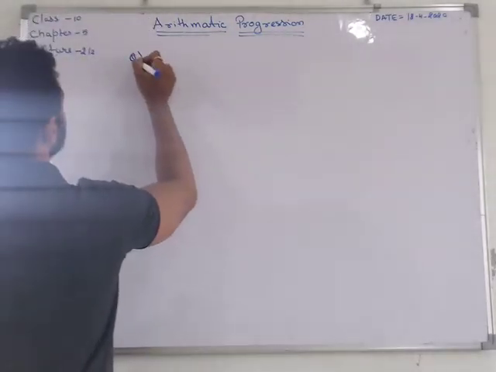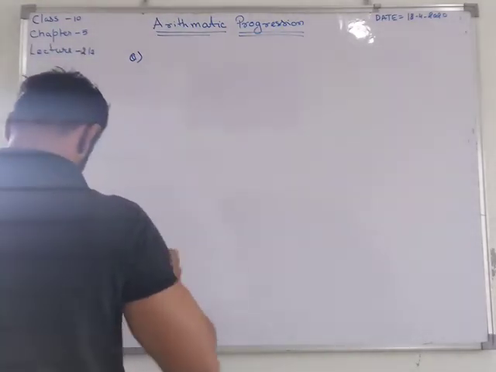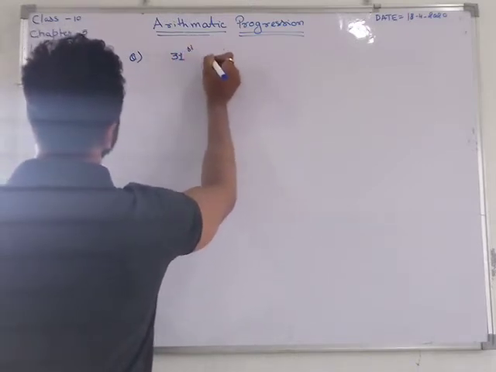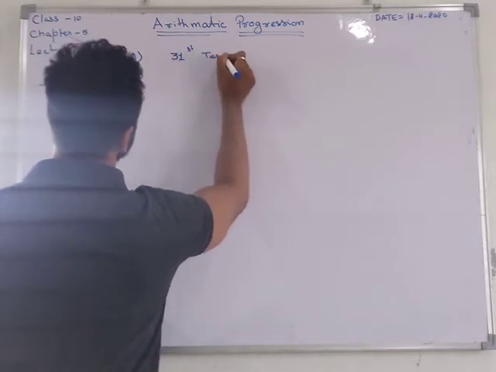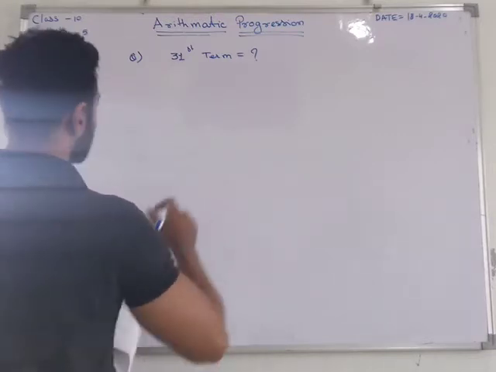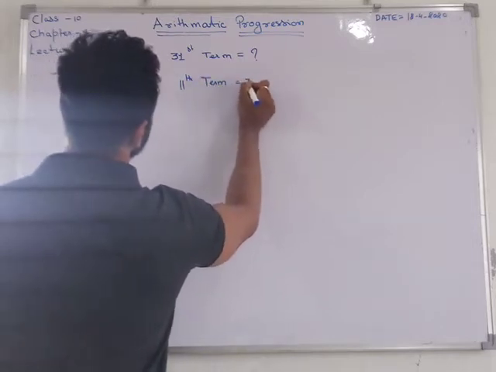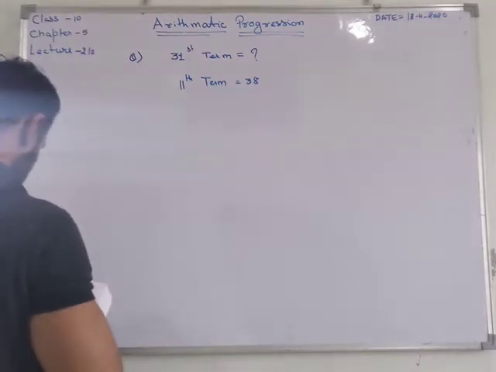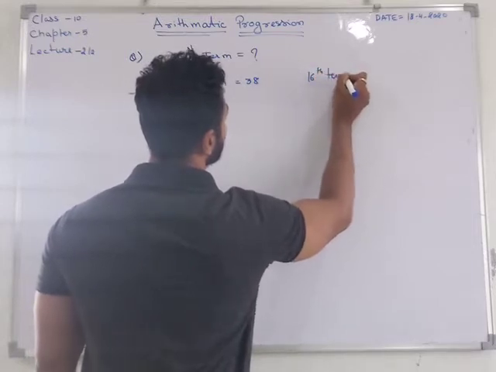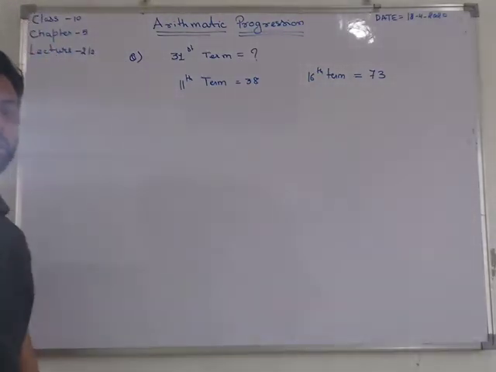We are given the 31st term of an AP; we have to find out the 31st term. Given that the 11th term is 38 and the 16th term is 73. And we have to find out the 31st term.